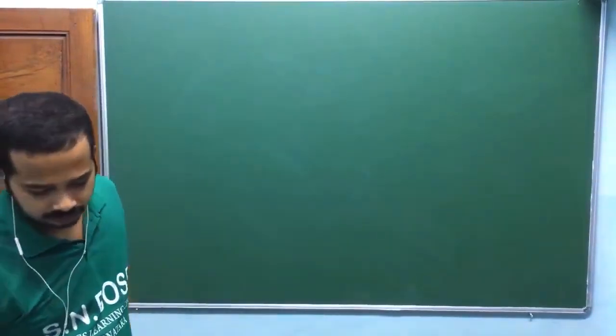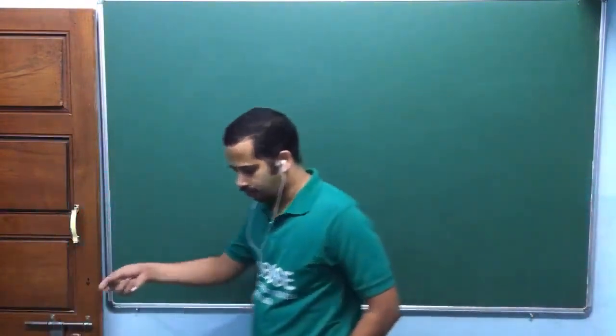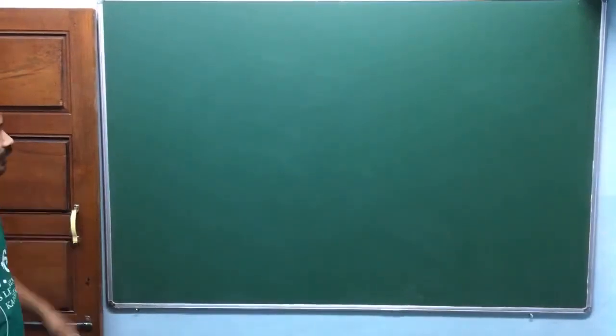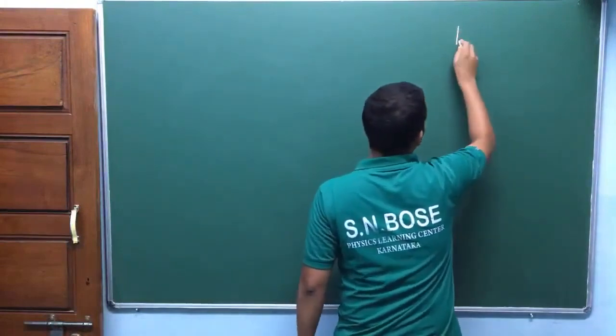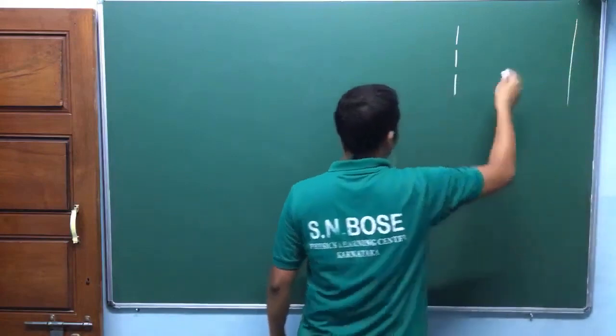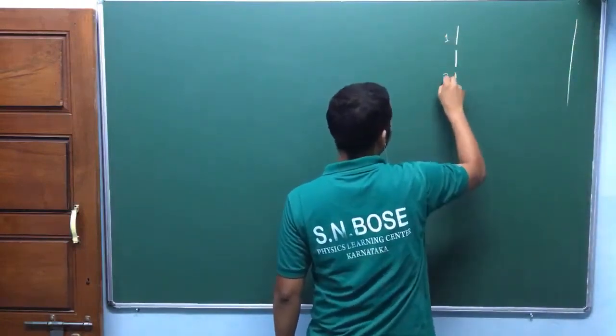Now, before getting into this differential equation part, I have to tell you something about the last session. We have seen in the case of the electron double slit experiment, you had a double slit, you had a screen, and you observed an interference pattern. You had slit 1, slit 2.